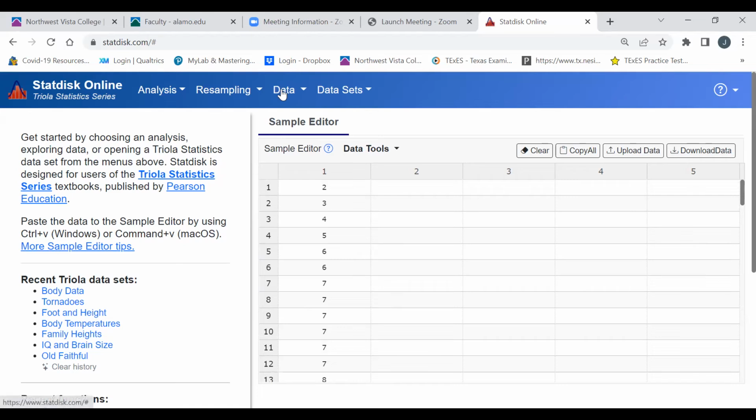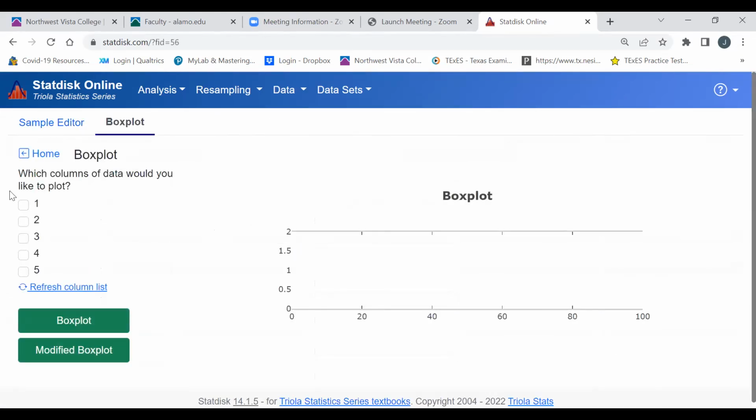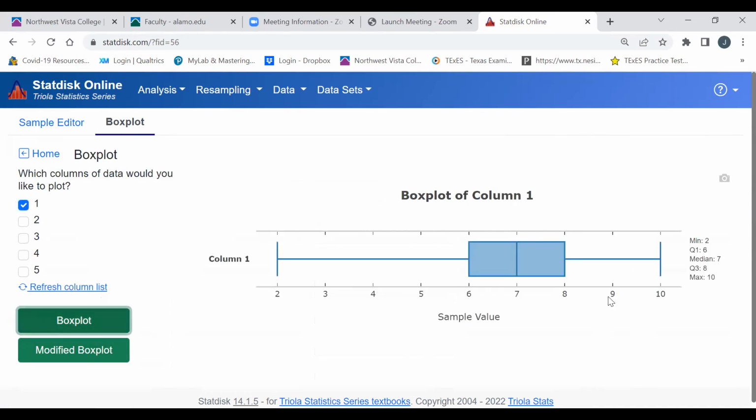I'm ready to go to data. Click on box plot. I typed in my data in column 1. This one doesn't have a label, so I typed them all in column 1, and I hit box plot, and presto, there's my graph. This one is skewed left. And again, you can copy it. If you don't believe me, hit the camera, download it. You can paste it on your Word document with all your other graphs.